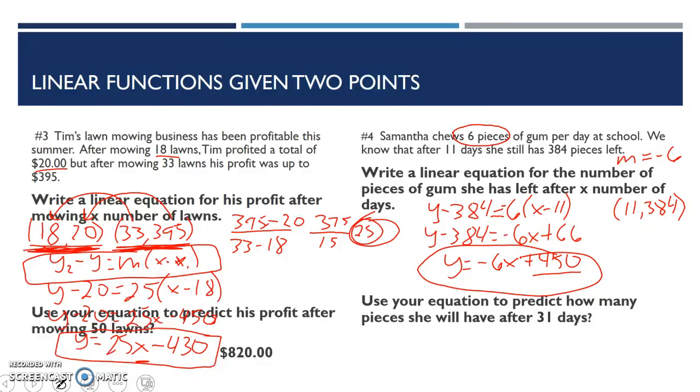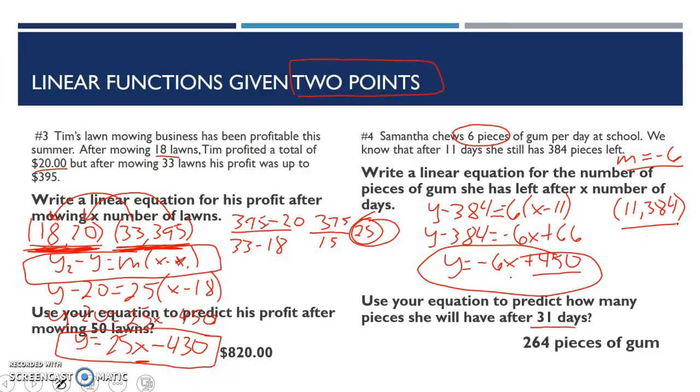And then we can use that equation to predict how many pieces she'd have left after 31 days. Maybe that's the first month, I don't know. But after 31 days, we'd plug 31 in for x, multiply it times negative 6, and add 450. That means she's still going to have 264 pieces of gum left after 31 days. So that's what you would do. That's how you would write a linear equation given either 2 points, or in this case, the slope and a point.